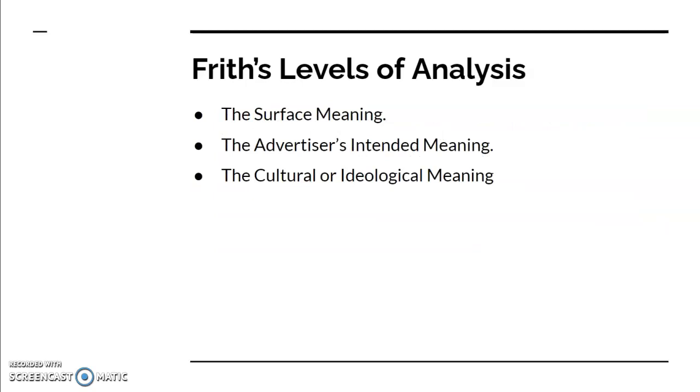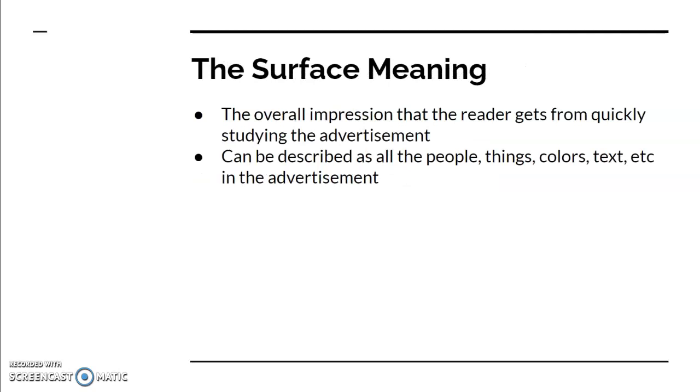Frith's three levels of analysis are the surface meaning, the advertiser's intended meaning, and the cultural or ideological meaning. So the surface meaning is the overall impression that the reader gets from quickly studying the advertisement. This is all the people, things, colors, text, stuff in the advertisement. So the surface meaning is literally just a summary. You're not doing any analysis yet. It's just a summary of what you see. What's everything that you see on this page? What is everything that you see in this advertisement? You're just describing what's there, not making any analysis, no interpretation.